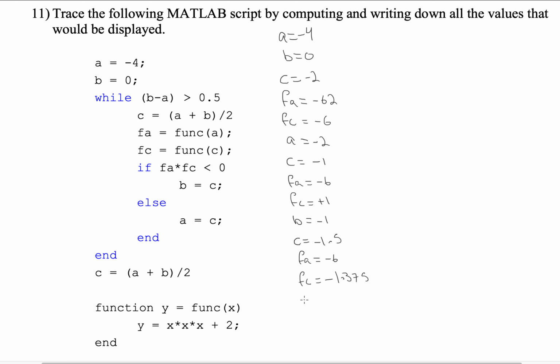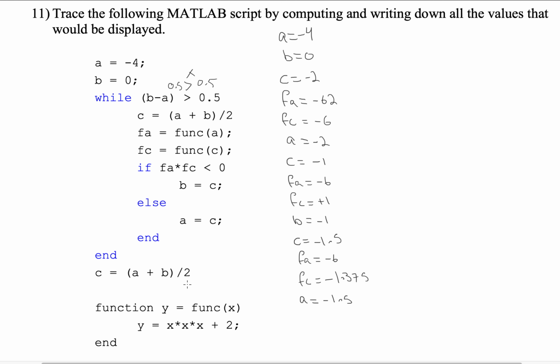a equals c. So a equals our new c, which is -1.5, right? Because we have -1.5. Then we go back. b minus a greater than 0.5. So our b, -1 minus -1.5. So that's +1.5 right here. So -1 plus 1.5, that's 0.5. So 0.5 is not greater than 0.5. So now we end our while loop. No longer is our while loop going on.